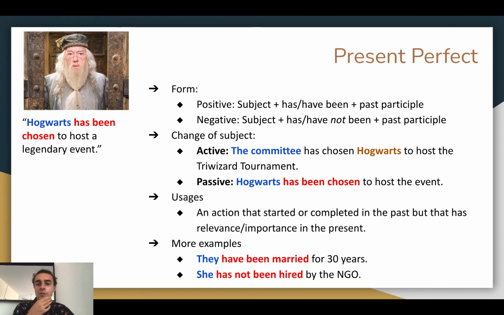So some examples are, they have been married for 30 years. They married in the past, but they're still married now. It's still important now. She has not been hired by the NGO, right? So notice that it's something that still has relevance or importance. Hogwarts has been chosen. They've been chosen, and now they're going to host, right? So it's relevant for the future, right?